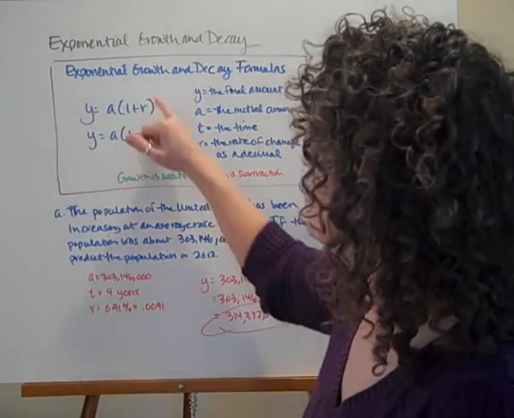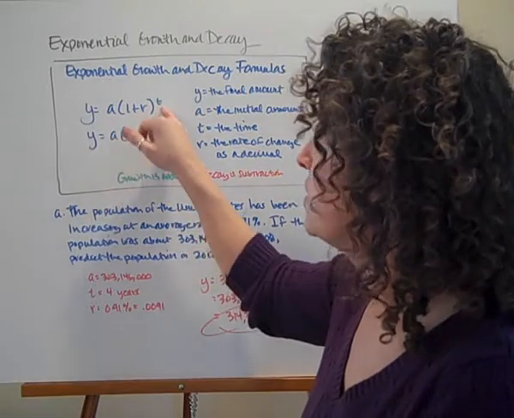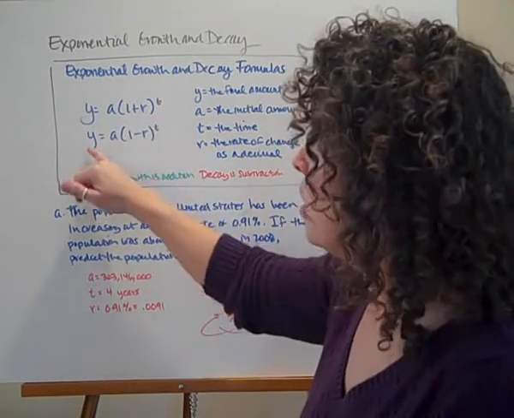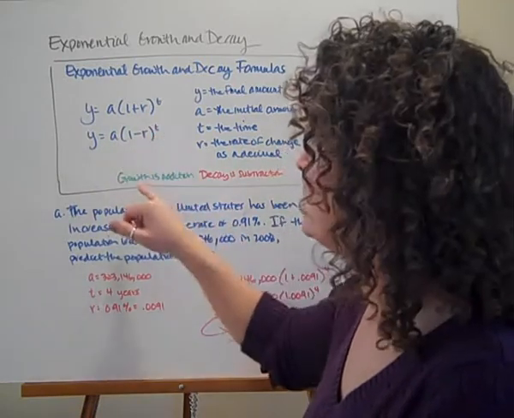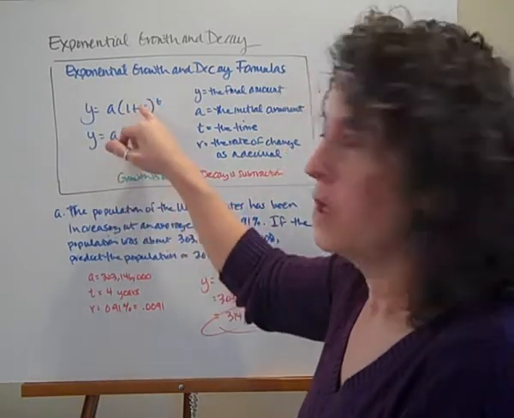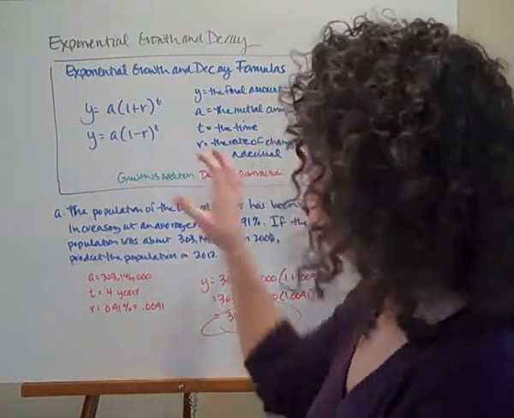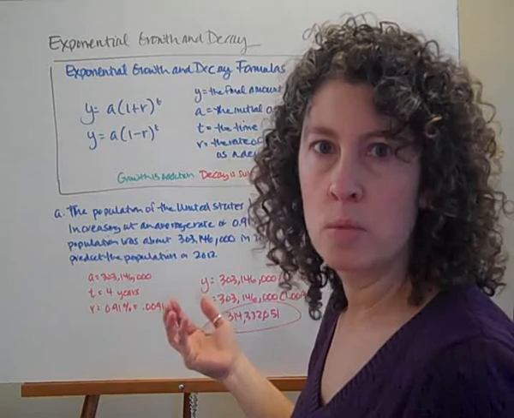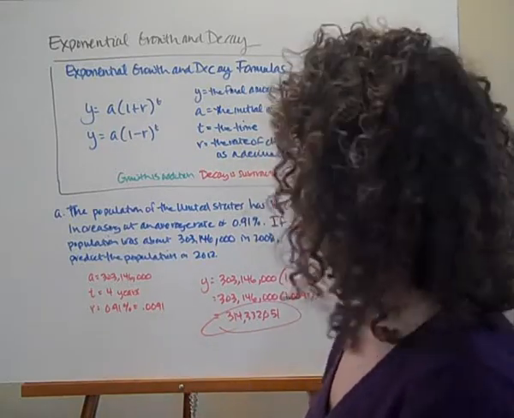So we have these two formulas here, y equals a, and then in parentheses 1 plus r, close parentheses, to the power of t, or y equals a times 1 minus r, with close parentheses, to the power of t. So our growth formula is our addition, and our decay formula is our subtraction. So which one you use depends on what's happening in your particular situation. And we'll be working with word problems for these ones.